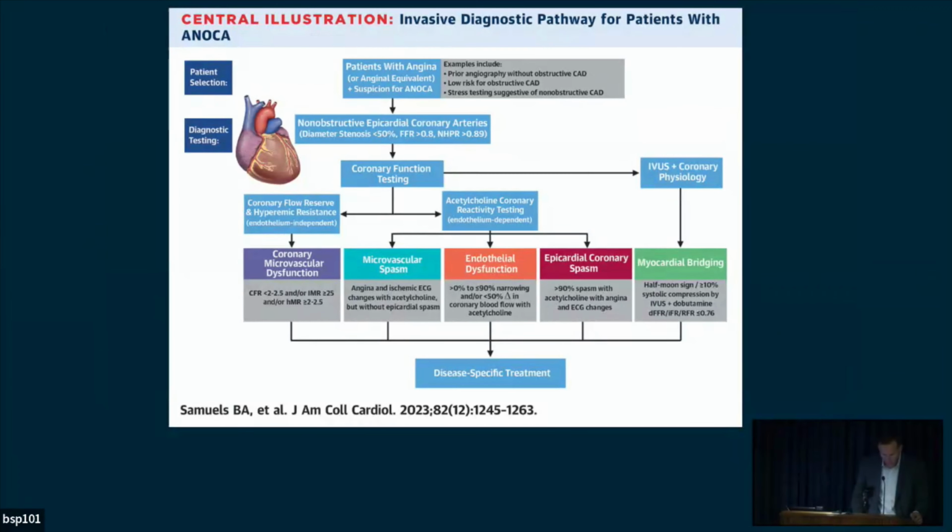If you go through our algorithm, she came in with chest pain. We did an angiography. The epicardial vessels were normal. So then we moved on to our coronary functional testing. We did acetylcholine provocative testing, which was negative. We then looked at the flow to see if there are abnormalities in the IMR, the index of microvascular resistance, and that was positive. So she was formally diagnosed with coronary microvascular dysfunction. She was placed on beta blockers along with ranolazine, and we have been following her ever since, and she's been chest pain free ever since making this diagnosis.